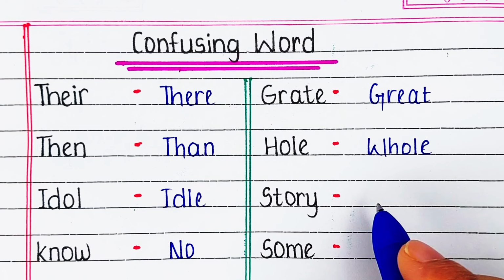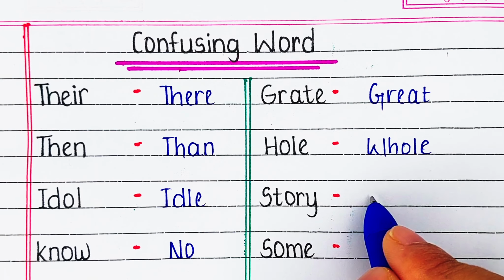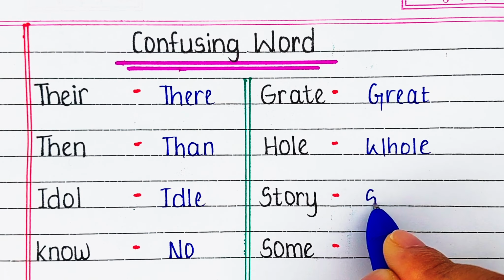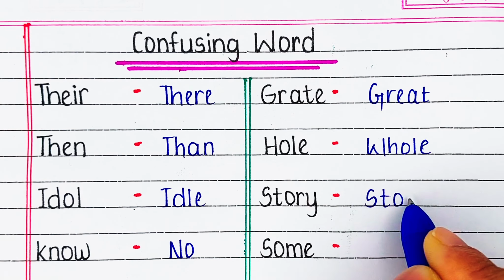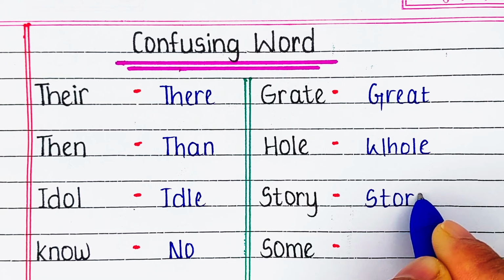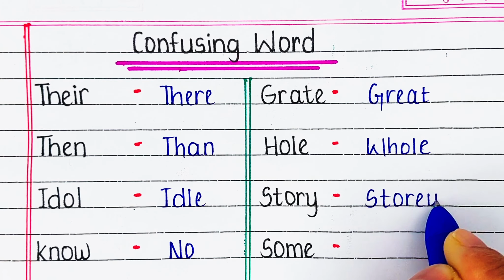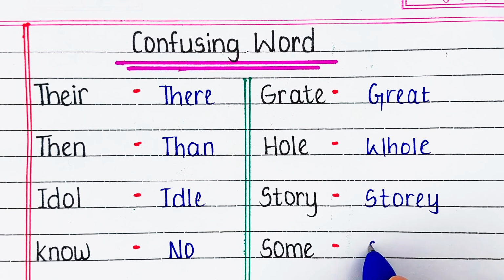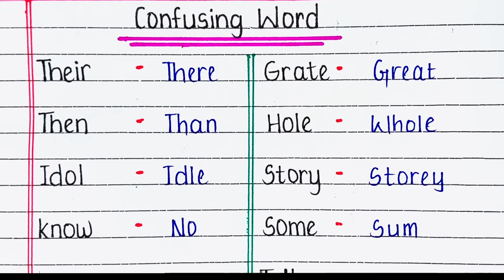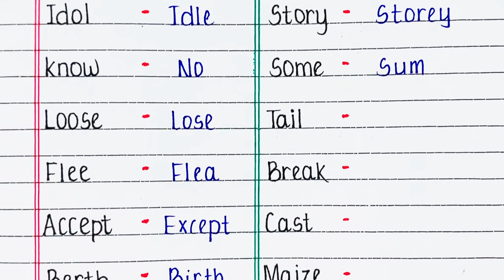Next pair of confusing words, story. STORY means a fictional narrative, whereas STOREY means a floor in a building. Next pair of confusing words, some. SOME means an unspecified number, whereas SUM means addition.